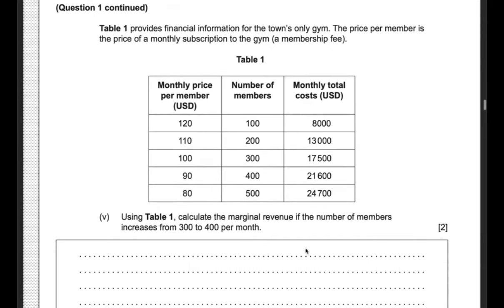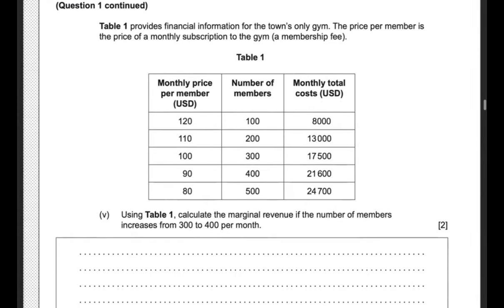Next question, using table 1, calculate the marginal revenue if the number of members increases from 300 to 400 per month. Marginal revenue refers to the additional revenues that you earn when you sell one more unit of goods or service. So when the total number of customers is 300, you earn 30,000. You can get the value by multiplying quantity with the price.